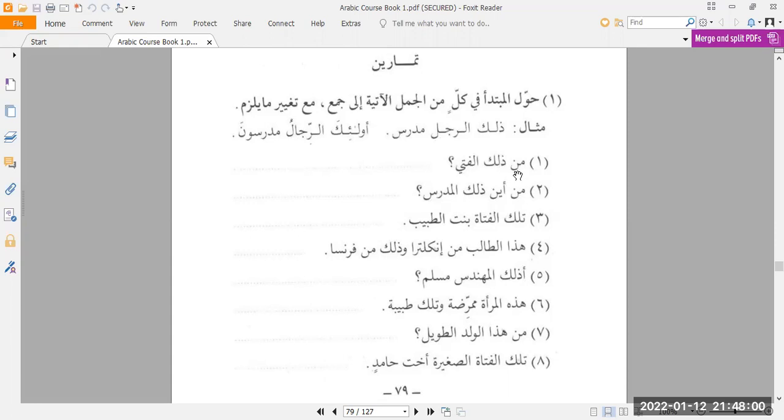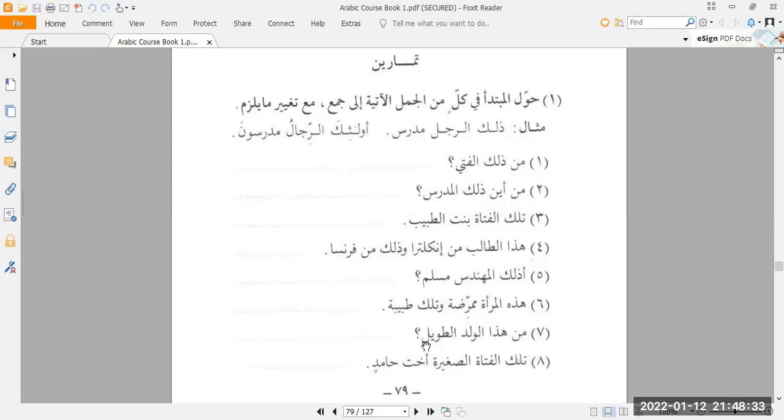So let's look at this. Man dhalikal fata. It's supposed to be the word without dots, meaning that young boy. Man dhalikal fata. Who is that youngster? Man ulaikal fityatu. We're changing dhalika to ulaika. Al-fata is becoming al-fitya, singular to plural. So man ulaika al-fityatu. I've done number 1, and I'll stop on this point here.